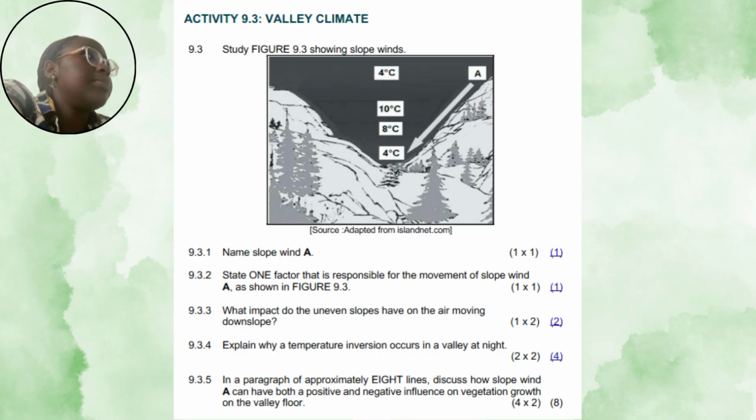It says explain why a temperature inversion occurs in a valley. You can see the temperature inversion where it goes from 4 at the valley floor to 8 to 10 and back to 4. So why is there temperature inversion there? Because the dense cooler air collects on the valley floor, and the warm air is therefore displaced upwards. And then in the paragraph, discuss how slope wind A can have both a positive and negative impact on vegetation growth on the valley floor. I'll do that on the next slide.